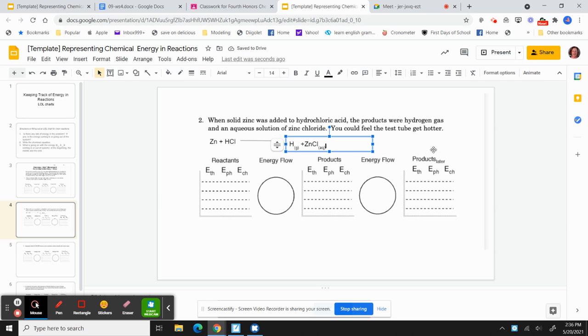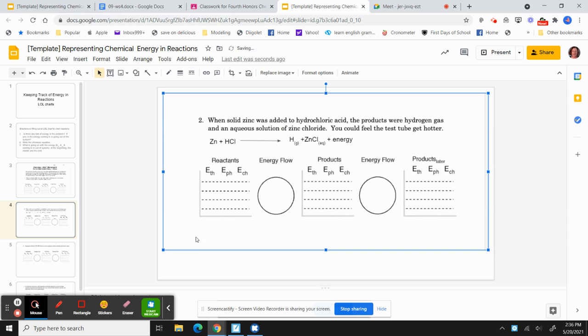All right, there is our reaction. You guys are going to need to balance that. But we also know that the test tube got hotter, so we have some energy. So let's see if we can move that up just a little bit. There we go. Okay, that looks a little better. All right, you guys. So now we need to look at the equation to see what's happening with the energy.